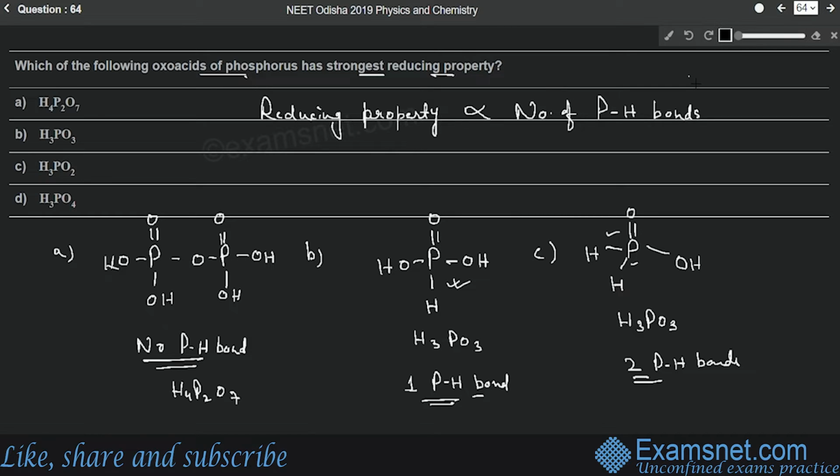Now the last one is H3PO4. So let's draw the structure here. This is P double bond O and all the three OH bonds will be there. Okay, this is H3PO4. As we can see, no P-H bond again. Okay, so if we have to compare the reducing property, it will be maximum for the third one because it has two phosphorus hydrogen bonds. Then the second one, that is one phosphorus hydrogen bond. The rest have no phosphorus hydrogen bonds. So obviously the correct answer will be option number C. It has two phosphorus hydrogen bonds. Okay.